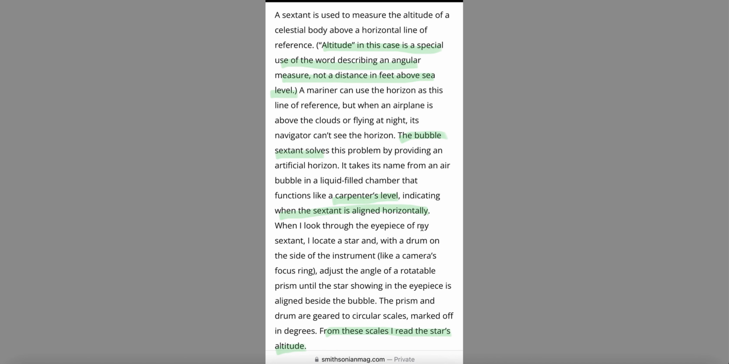When I look through the eyepiece of my sextant, I locate a star, and with a drum on the sides of the instrument, like a camera's focus ring, adjust the angle of a rotatable prism until the star showing in the eyepiece is aligned beside the bubble. The prism and drum are geared to circular scales marked off in degrees. From these scales, I read the star's altitude. So this is the point.